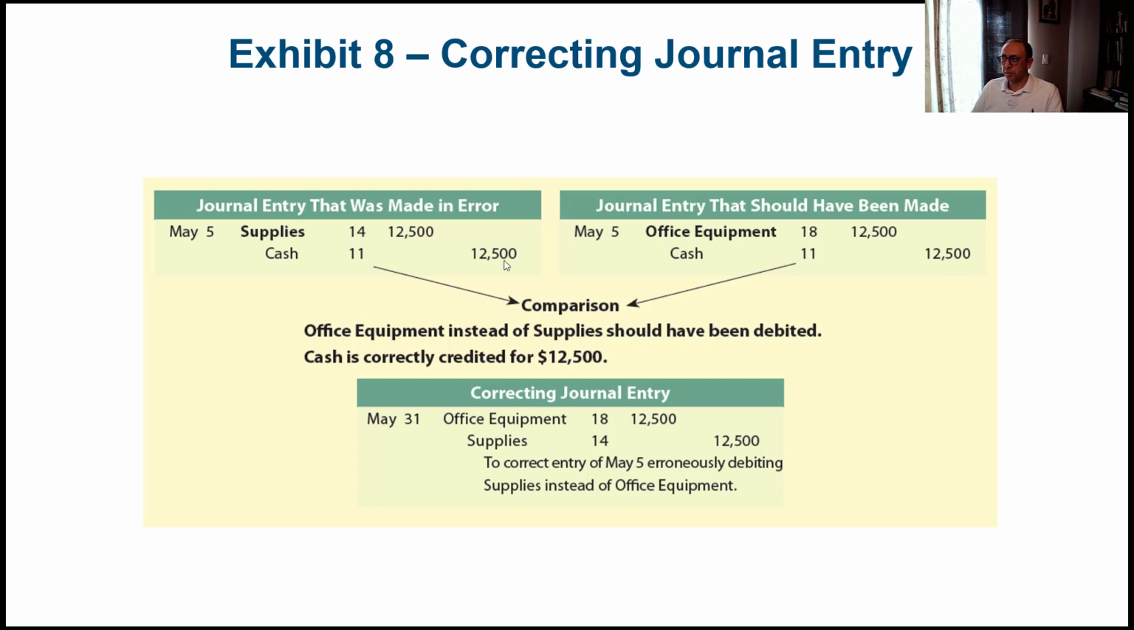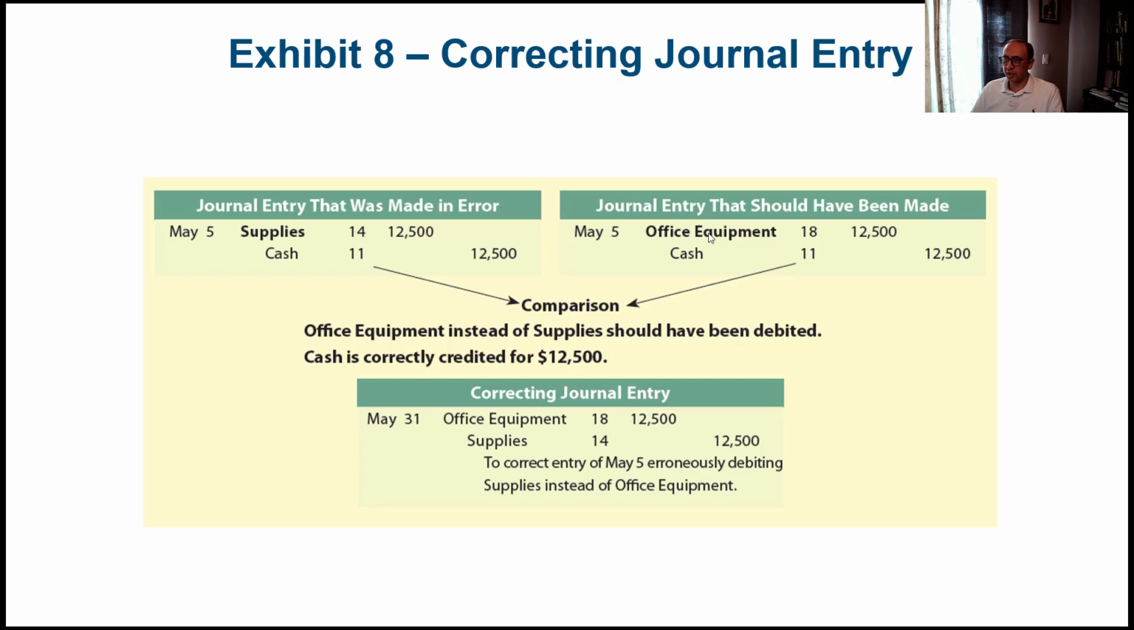So you see, the problem is not with cash. Cash is recorded correctly on the credit side. The problem was that we debited supplies instead of debiting office equipment. So what we want to do is get rid of the supplies and instead record office equipment. In accounting, we're not allowed to use an eraser and erase supplies and write office equipment instead.